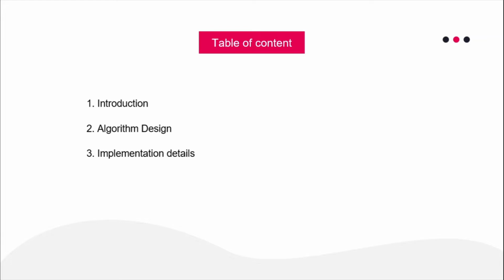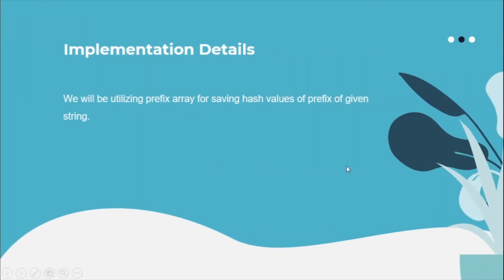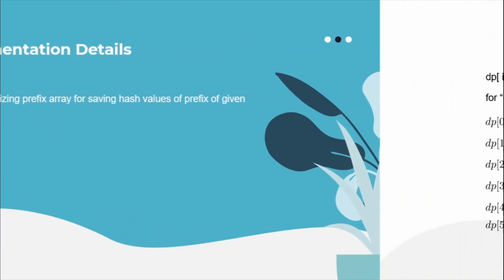That is what we have to do, but how are we going to implement this? Let's see that. We'll be using a prefix array for saving the hash value of each prefix of a given string. This would help us find the contribution of a substring in the original hash. How? Let me show you.